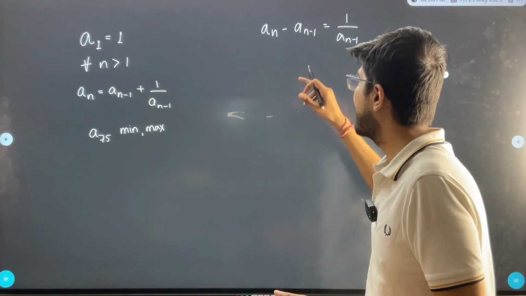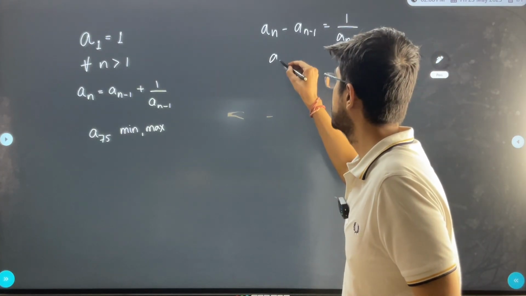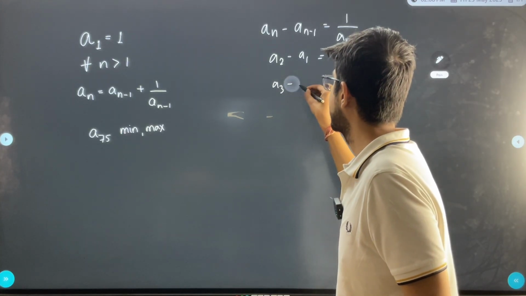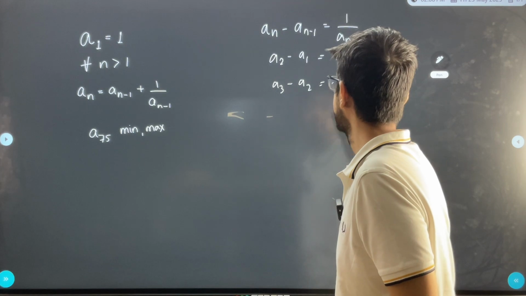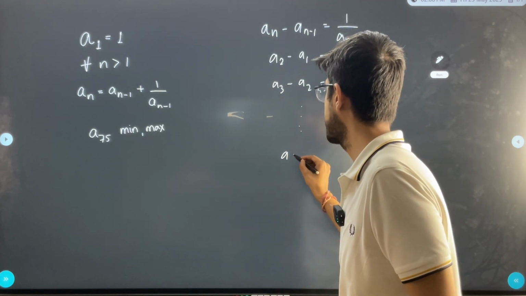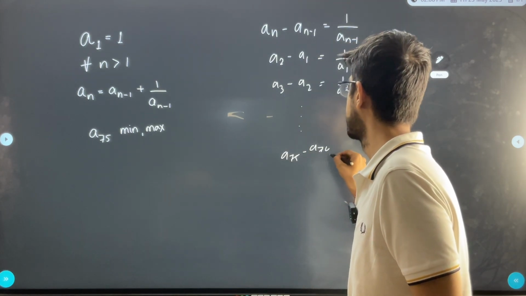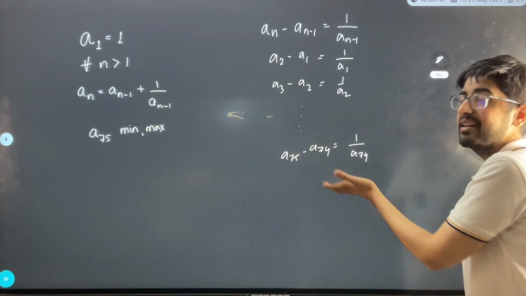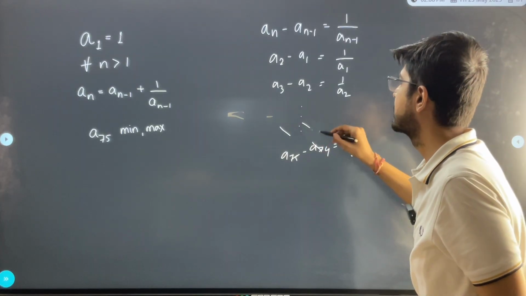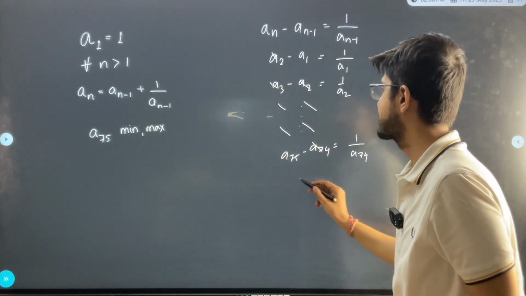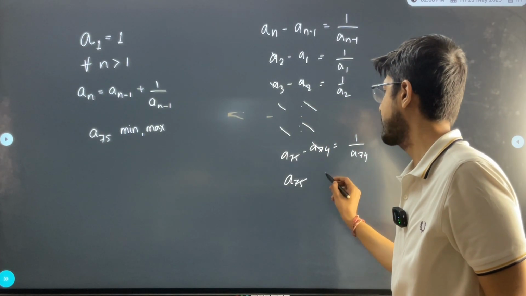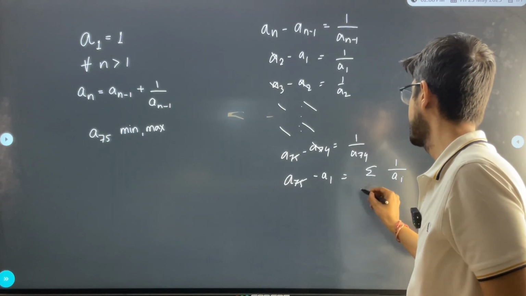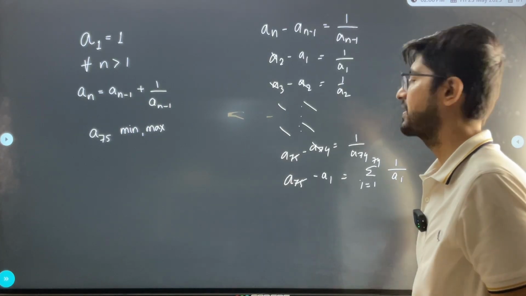And when we add the terms, let's say we do a2 minus a1 is 1 by a1, a3 minus a2 is 1 by a2, and as we keep listing all the terms, we will have an expression like this. Now, when I add these terms, we'll see that the terms keep getting cancelled and I will be left with a75 minus a1 is summation 1 by ai, where i is equal to 1 to 74.